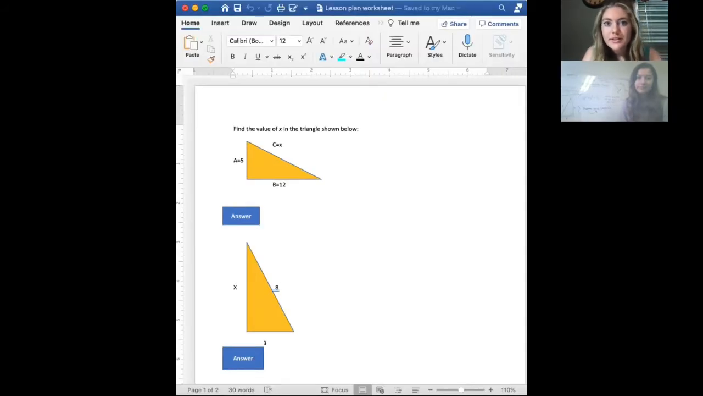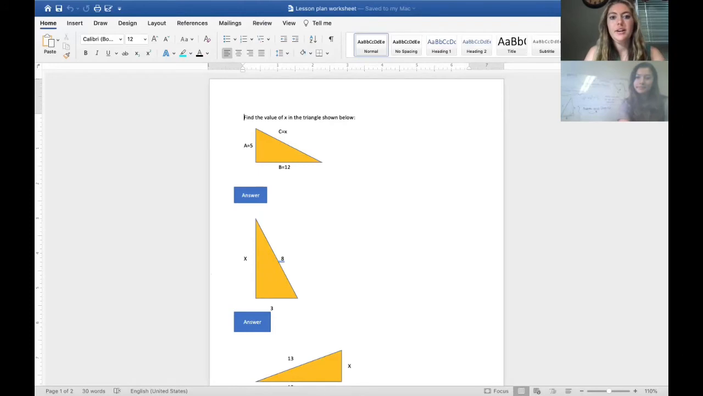Okay, so here's a few examples of triangles. We can see here this first triangle. We need to write down together: A equals 5, B equals 12, and we're solving for C. We know our equation is A squared plus B squared equals C squared. So we're going to have 5 squared plus 12 squared equals X.